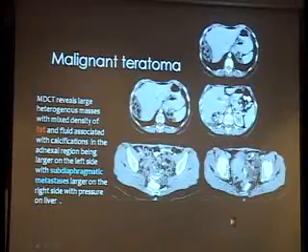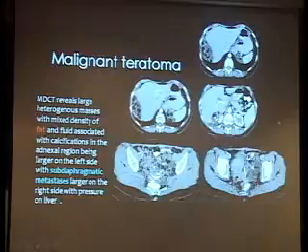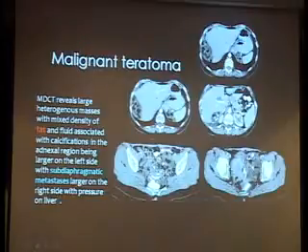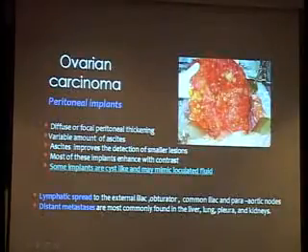Of course, if you see that the lesion is containing fat and calcium, then you may say that this is teratoma, and because of the metastatic lesions along the edge of the liver, along the subdiaphragmatic area, along the peritoneal reflections, you know that this is malignant teratoma.